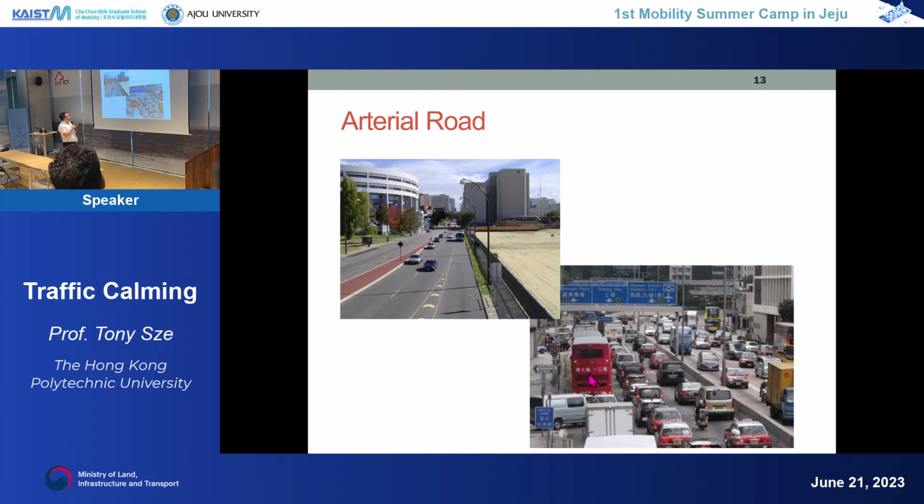Arterial road, you see here, a bit more level, maybe there are some footpaths nearby. Also, there could be intersections in between. This is common for those in the second level in the hierarchy.